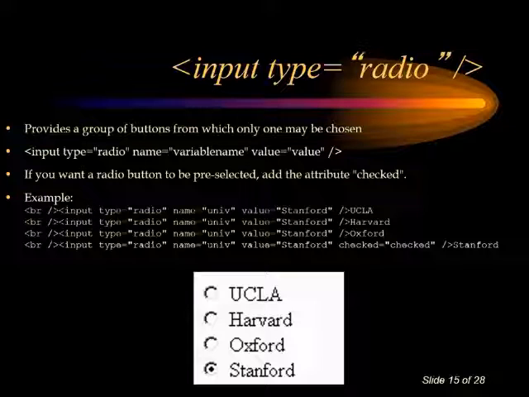Another thing, you need to make sure that for every radio question, you have the same variable name. So in this case, it would be name equals UNIV, value equals UCLA. Name equals UNIV, value equals Harvard. Name equals UNIV, value equals Oxford. Name equals UNIV, value equals Stanford. If you add the attribute checked, then that will be the default selected.